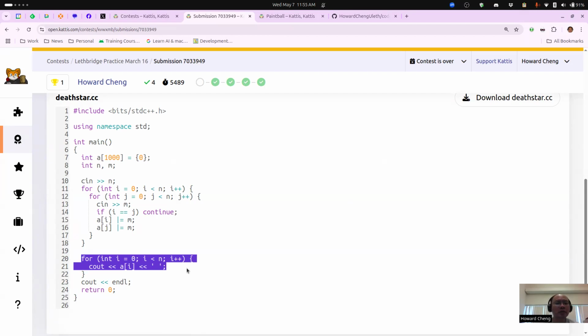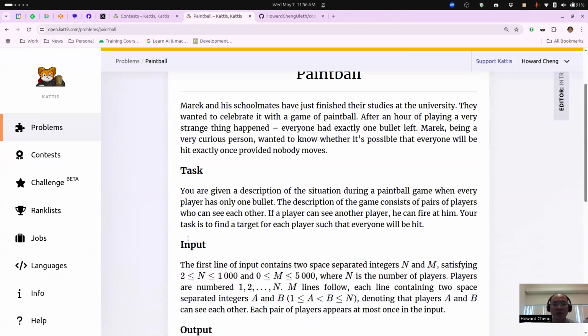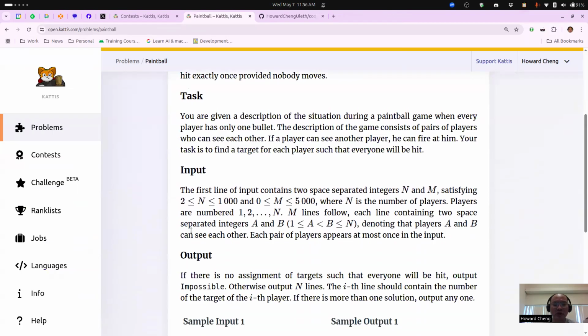Okay, the last one is probably the hardest one. It's meant to be a bit more of a challenge for the more experienced people. Probably people that have done 3620 at least, but even then, maybe you don't know. So you have up to 1,000 people and 5,000 pairs of people that can see each other. You want to say who can shoot who, but every person can only shoot one person, and you want to make sure that everybody's shot.